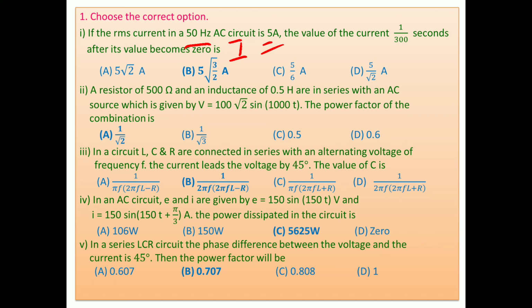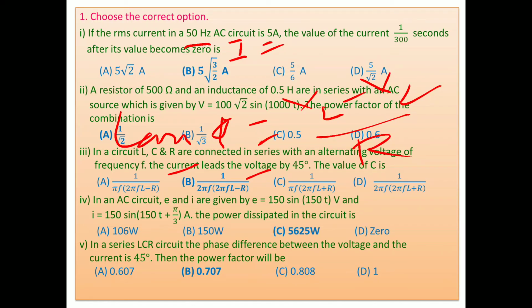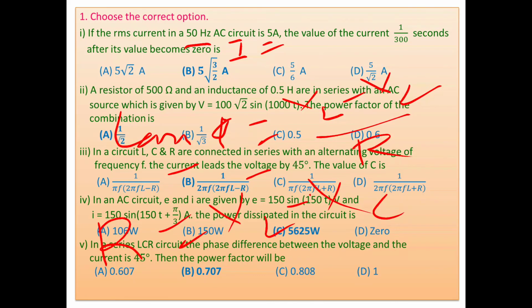Some mistake is there, I think, in this numerical. Here, not the current leads; the voltage should lead the current. Then this answer should be there. How? Let us see. We know that tan phi equals, if we consider voltage leading the current, XL minus XC upon R. Then as phi is 45, tan phi is 1. So you can take here R equal to XL minus XC.